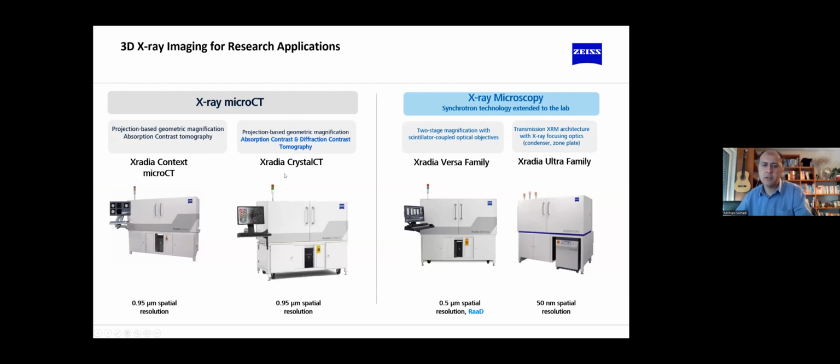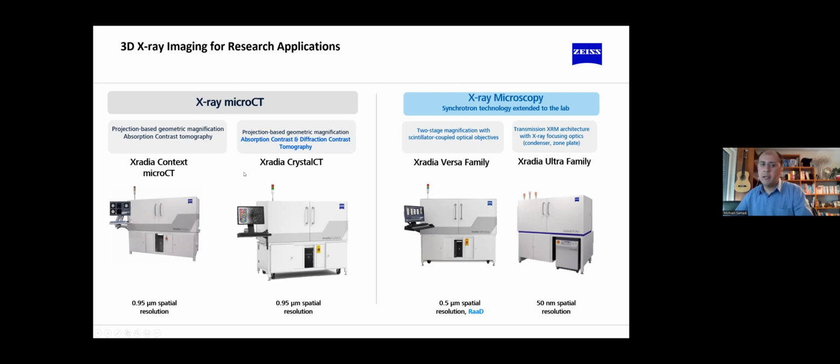On the left side, you are seeing mostly the systems based on geometrical magnification, the categories focused on geomag-based systems, absorption contrast, and also diffraction contrast tomography. On the right side, you're seeing the Versa family, which is based on a dual stage magnification architecture. We will have a quick look at that. And then the Ultra family, which uses optics for X-rays.